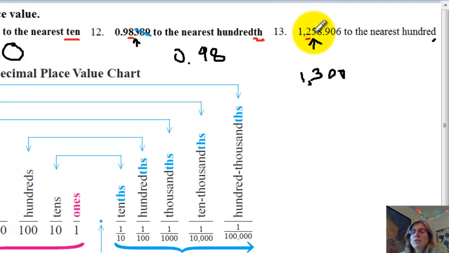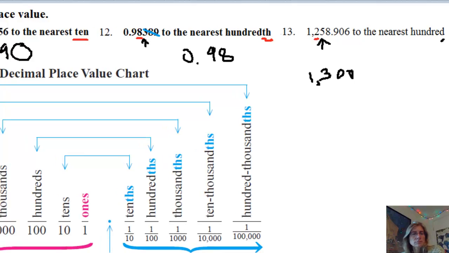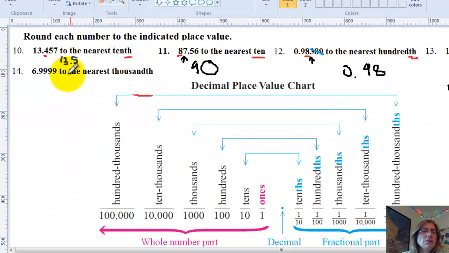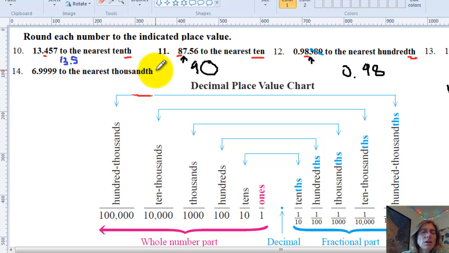So 1,258.906 rounded to the nearest hundred then becomes just 1,300. All right, number 14. Round this number, 6.9999, to the nearest thousandth. So it is the thousandths place right here.